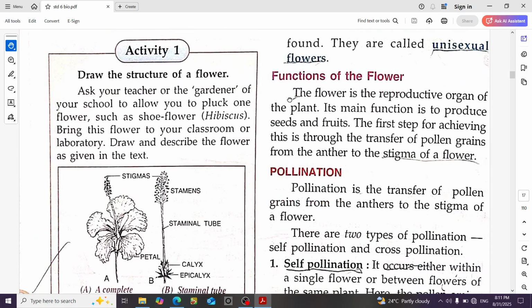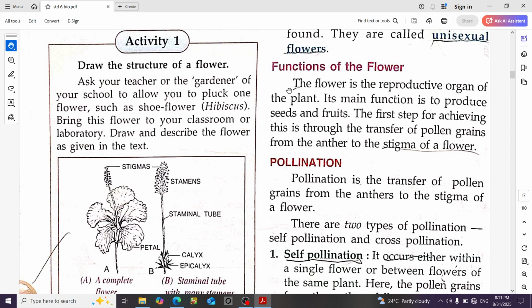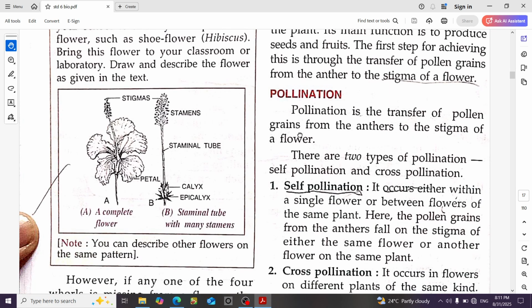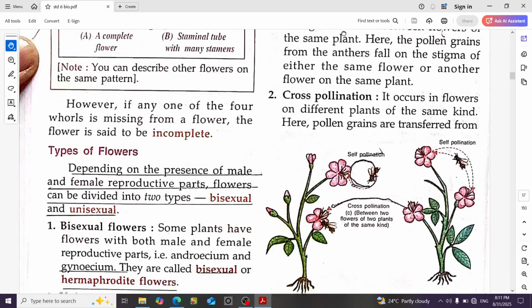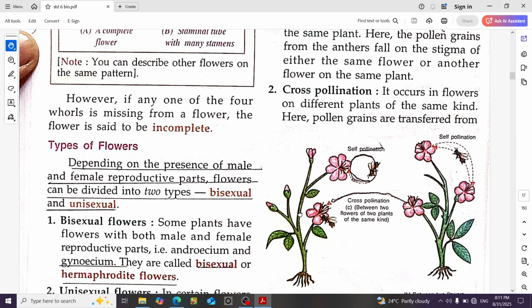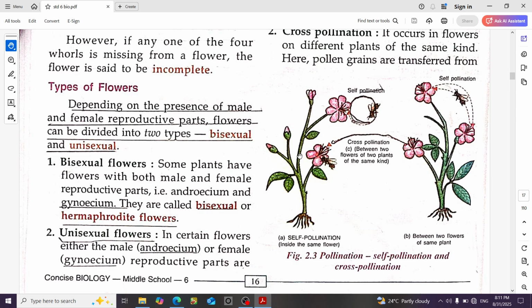Now let's see one activity. Draw the structure of a flower. Ask your teacher or the gardener of your school to allow you to pluck a flower. So here you can see a complete flower and here are the parts of the flower. Calyx, epicalyx. Now, if any one of the four whorls is missing, that is an incomplete flower.